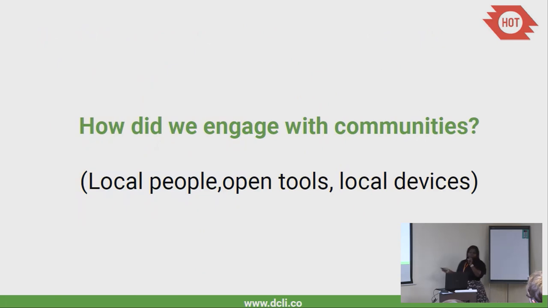In doing all these activities, we do something called community mapping. Every activity or data collection we do in our country, we work with the community. We involve the community who are actually facing the problem, so it's easy for them to ask their fellow community members what is happening. It assures us of the quality of the data we collect, as well as the ownership of the data that we will be sharing back. We have our motto, which is local people, open tools, and local devices.